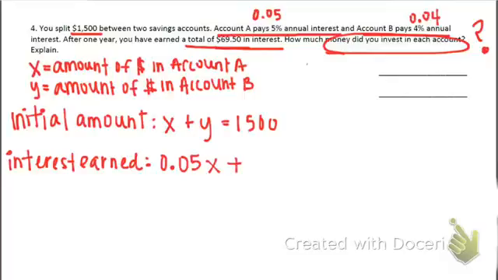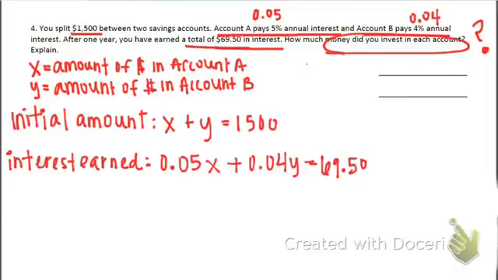Plus, what's my interest rate for account B? Rose, what's my interest rate for account B? 0.04. So 0.04 Y, right? Times how much is in account B equals what, guys? How much money did we make in interest? $69.50. So equals $69.50. So there are your two equations.